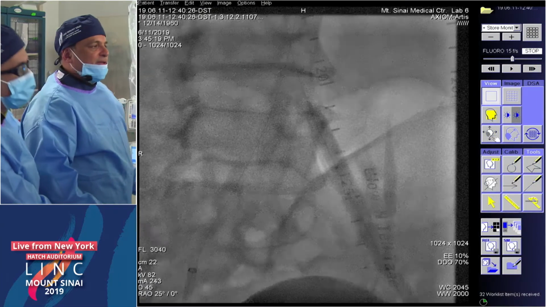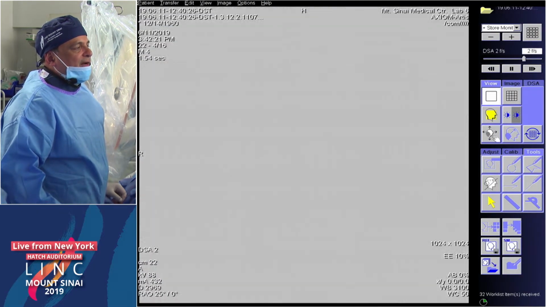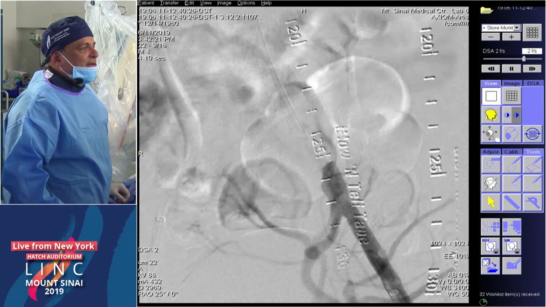There we go. So you can show that lesion. Okay, so this is the right, which we did offline just to save time. I know we're running behind.